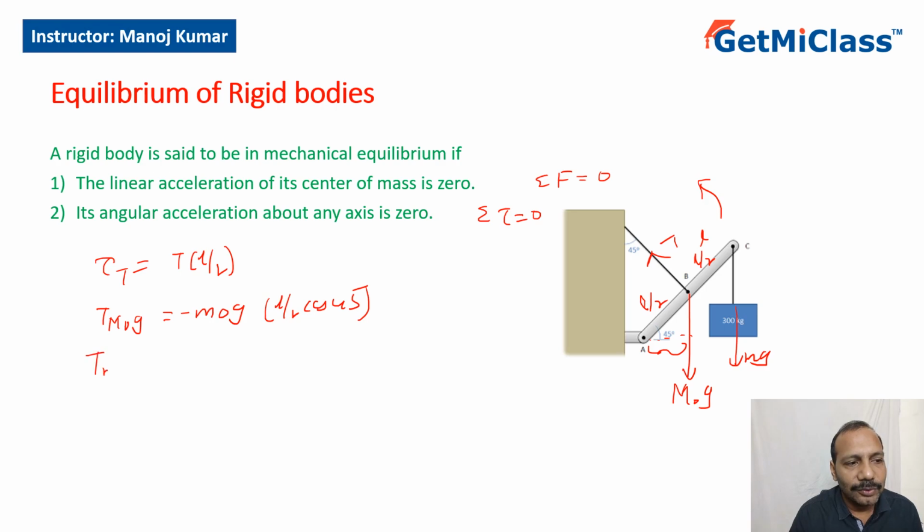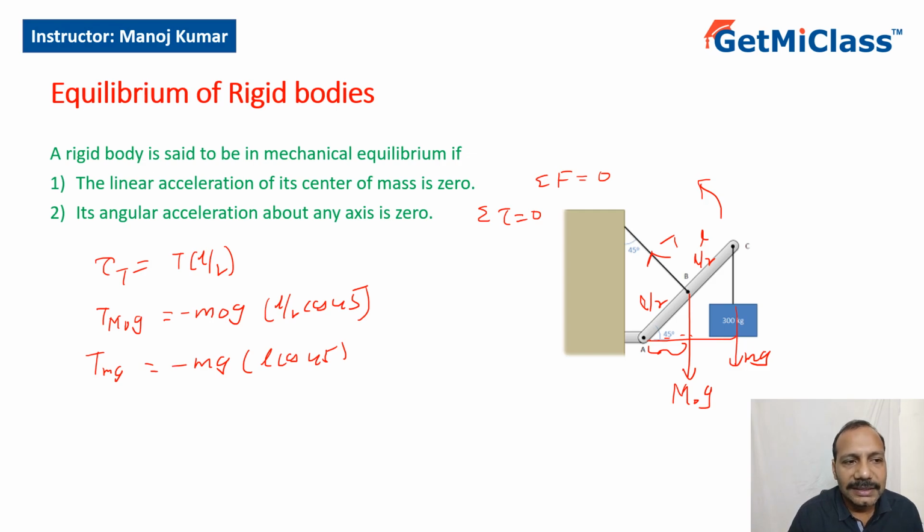Now torque due to weight is mg into L cos 45. If you look at the perpendicular distance, it would be from here to here. So that is L cos 45. Again, this is also clockwise, so negative.